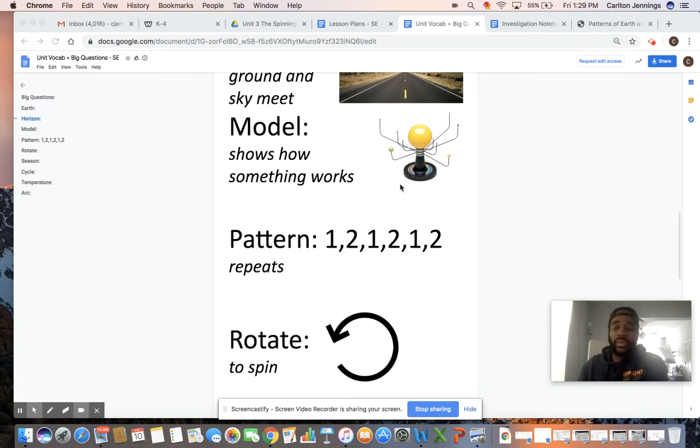I want you to tell someone next to you, what is a pattern that you follow every day? What's a pattern that you follow every day while you are at home? It might be different things that you do every day. You're going to get a couple seconds, tell someone next to you what is the pattern that you follow every day? Get ready, go.